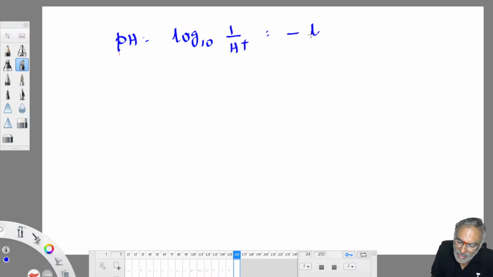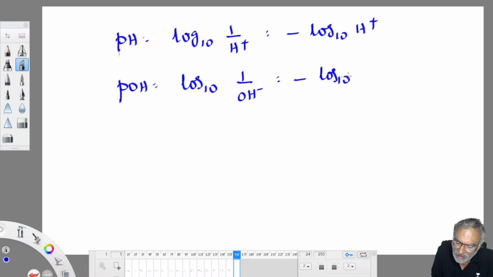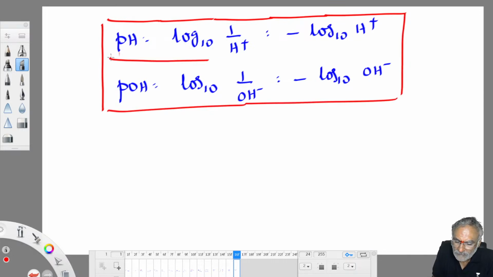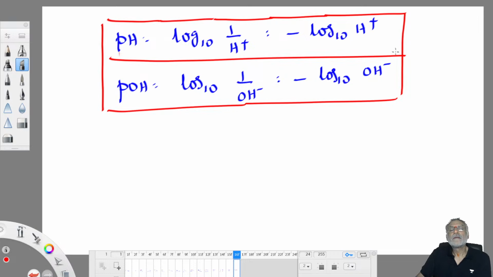pH is the negative logarithm of hydrogen ion concentration. Or you can write like this, minus log 10 H plus ion concentration. What is pOH? Log 10 1 by OH minus ion concentration. So it is minus log 10 OH minus. This way also you can write. That is how this concept came. Understood? Hope it is clear to you.